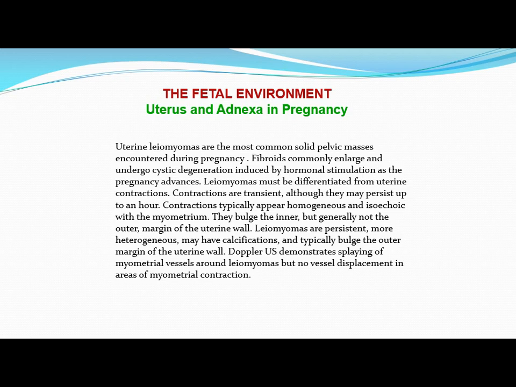Contractions are usually transient, although they may persist up to an hour. Contractions typically appear homogeneous and isoechoic with the myometrium. They bulge the inner, but generally not the outer margin of the uterine wall. Leiomyomas are persistent, more heterogeneous, may have calcification, and typically bulge the outer margin of the uterine wall. Doppler ultrasound demonstrates splaying of the myometrial vessels around the leiomyomas, but no vessel displacement in the areas of myometrial contraction.